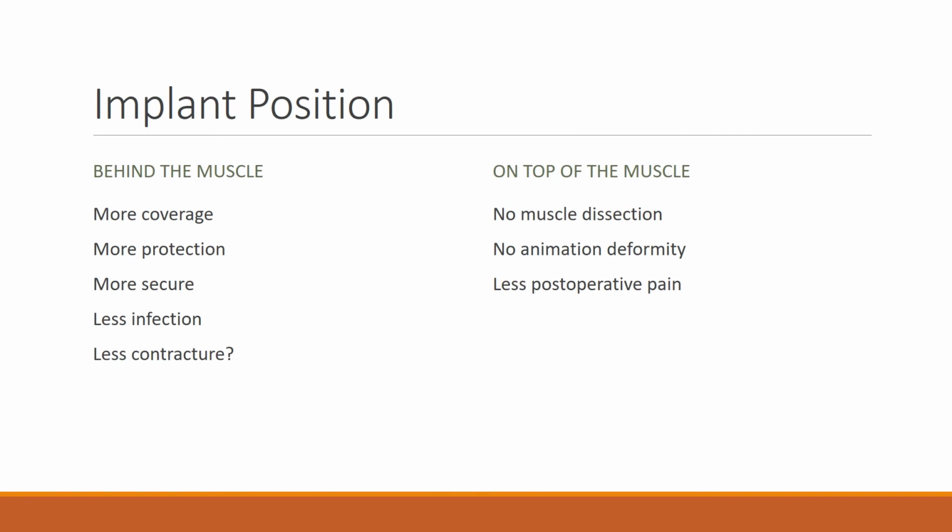Whether the implant is on top of the muscle or below the muscle, there are advantages and disadvantages of either. Behind the muscle, there is more coverage overlying the implant. There's more protection, and the implant is more secure. It is thought that there are lower rates of infection and lower rates of something called capsular contracture. On top of the muscle, however, there is no muscle dissection needed, so less postoperative pain. There's also something called no animation deformity. Animation deformity describes what happens when your skin scars down to the underlying muscle, and when you contract your muscle, your skin wrinkles on top of it.